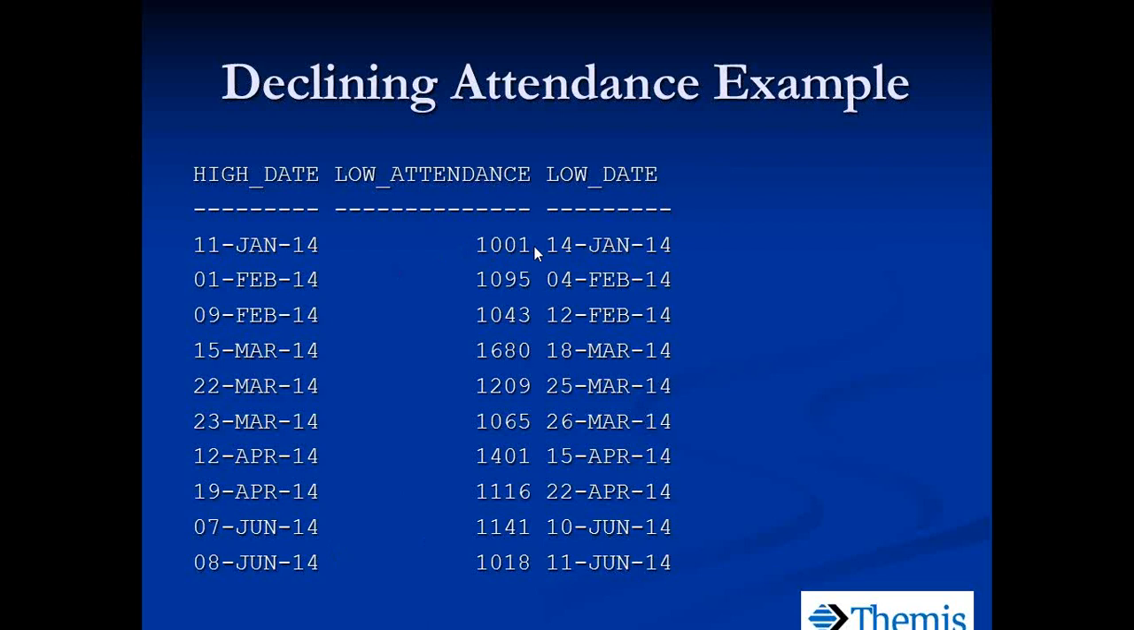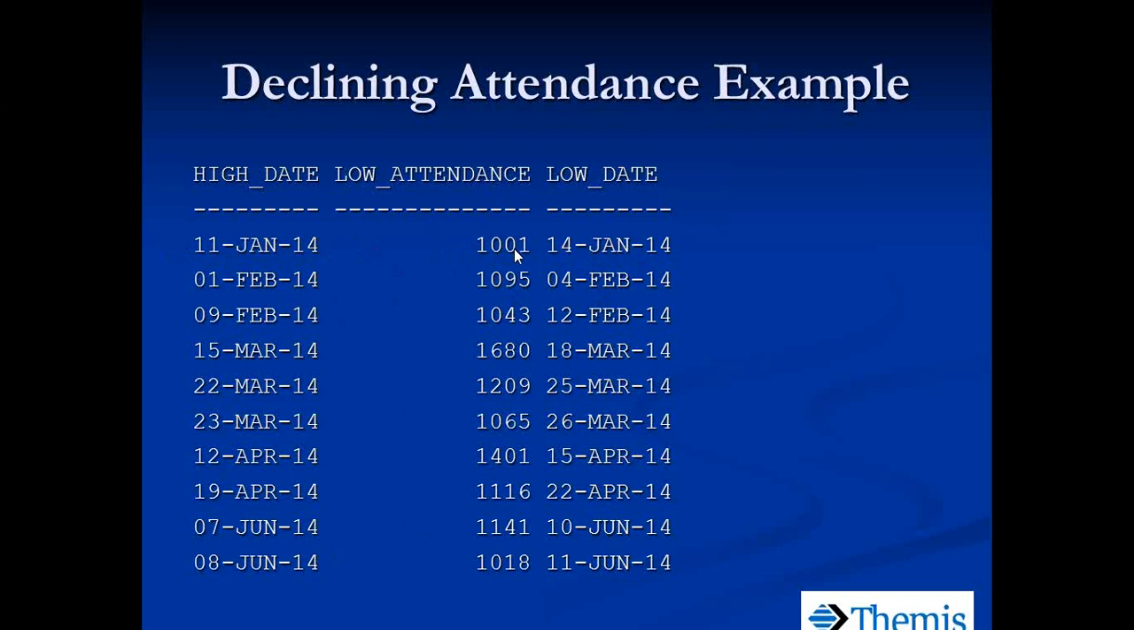Now, the January 11th, you might look at this and say, well, January 11th to January 14th, that's really 4 days, isn't it? Well, the January 11th is where we started. And then from there, after that date, we had 3 days of declining. That could be a little bit confusing, but that's what I coded it for in this particular example. So these would be January 14th. That's the lowest. I had three consecutive declining attendance dates leading up to that date.